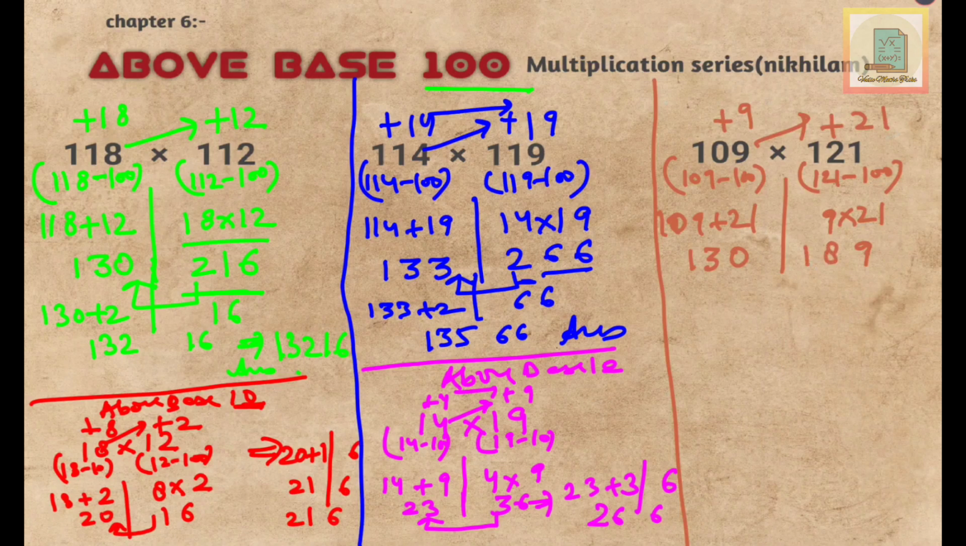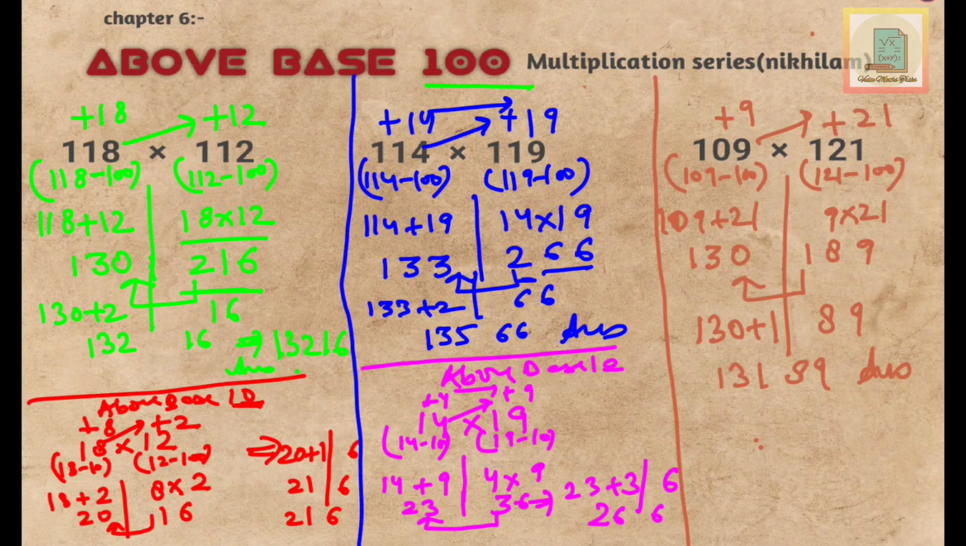Now since the base is 100, we need to have 2 digits in the second partition. So this 1 will go and add up here. So 130 plus 1, and here we got 89. So 131.89 is the answer. I hope you understood this method well.